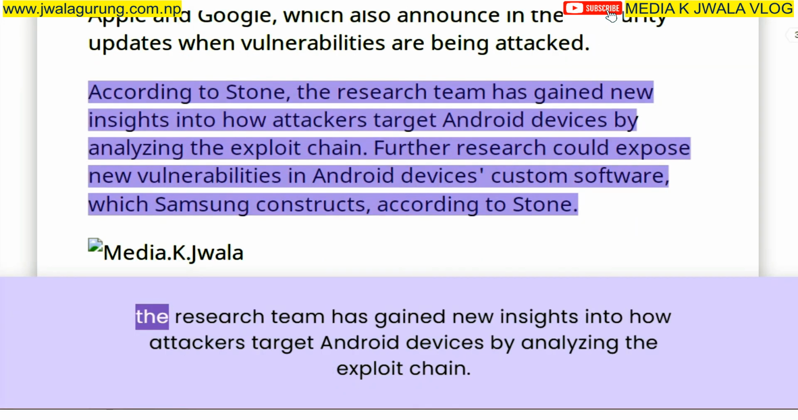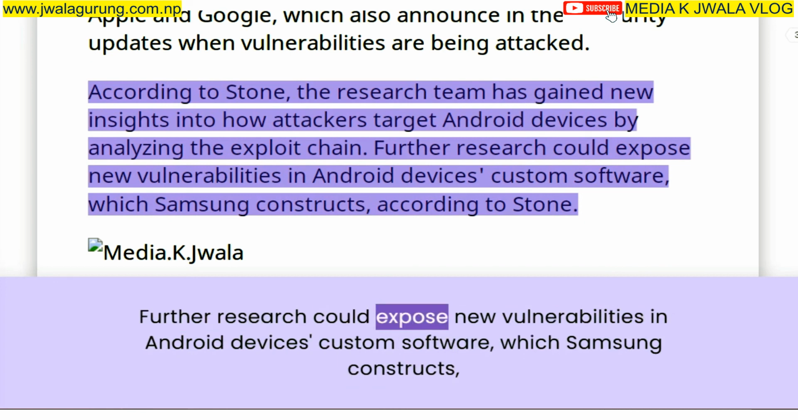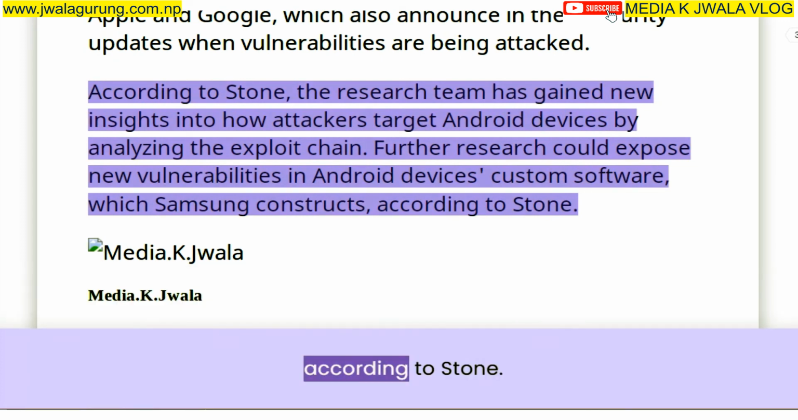According to Stone, the research team has gained new insights into how attackers target Android devices by analyzing the exploit chain. Further research could expose new vulnerabilities in Android devices' custom software, which Samsung constructs, according to Stone.